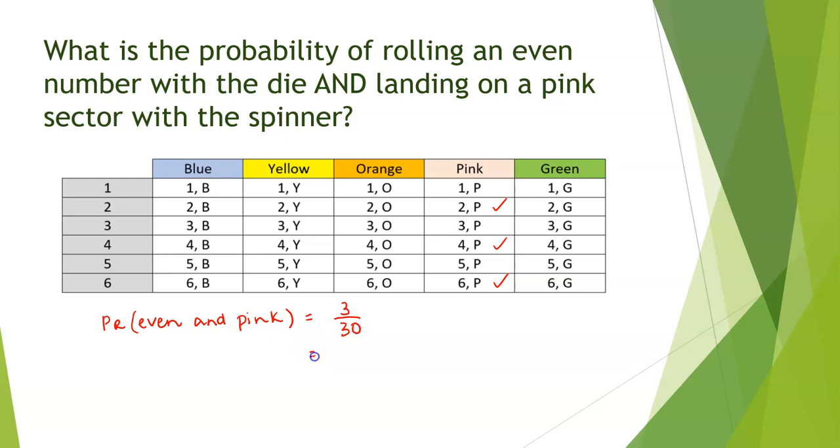Now that can be simplified. 3 goes into 3 once, 3 goes into 30 10 times. So the probability of getting an even number on the die and a pink on the spinner will be 1 out of 10, or 1/10.